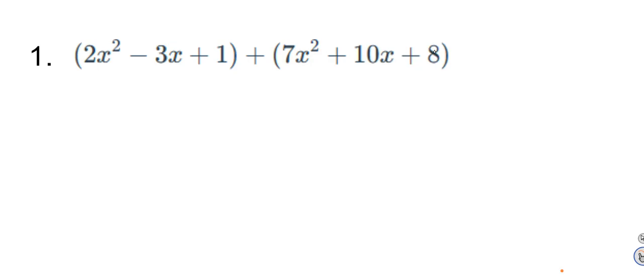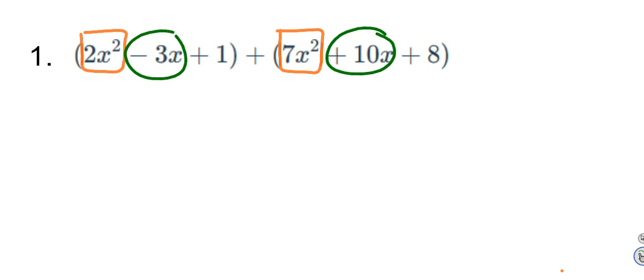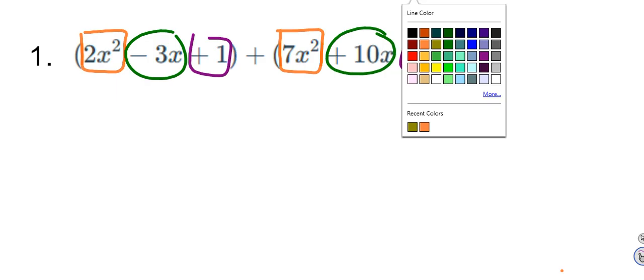First of all, we've got a lot here, right? You notice we have the 2x squared and the 7x squared. Then we've got a negative 3x and a positive 10x. And finally, we have a positive 1 and a positive 8. I did that so that we can be reminded that we are only allowed to add like terms.